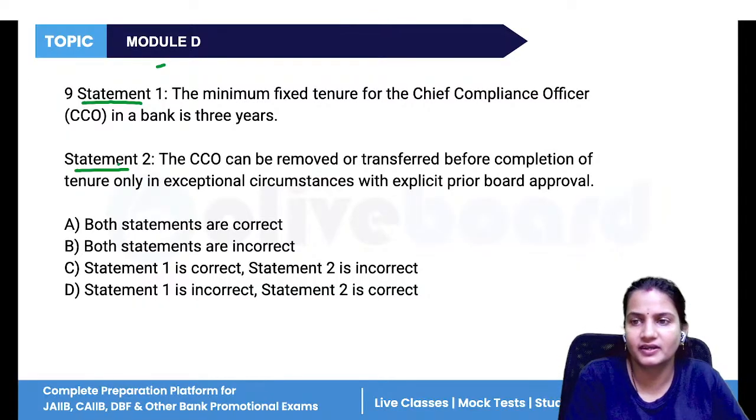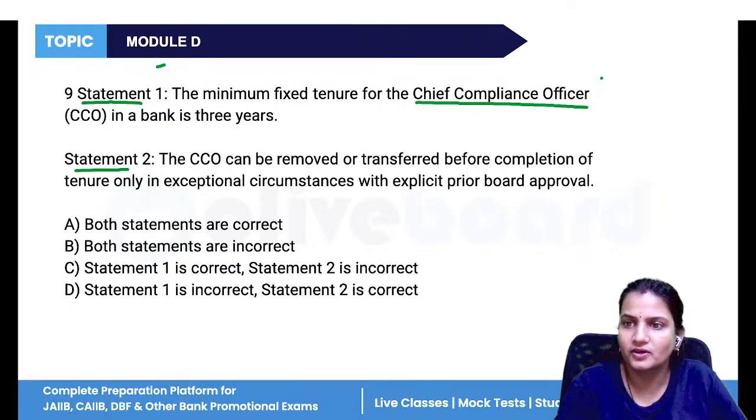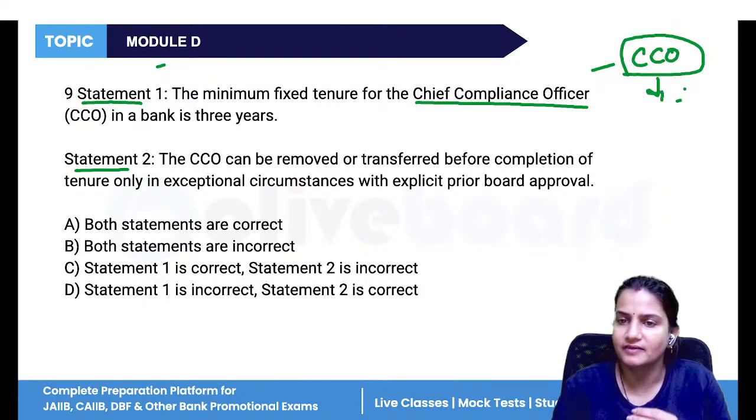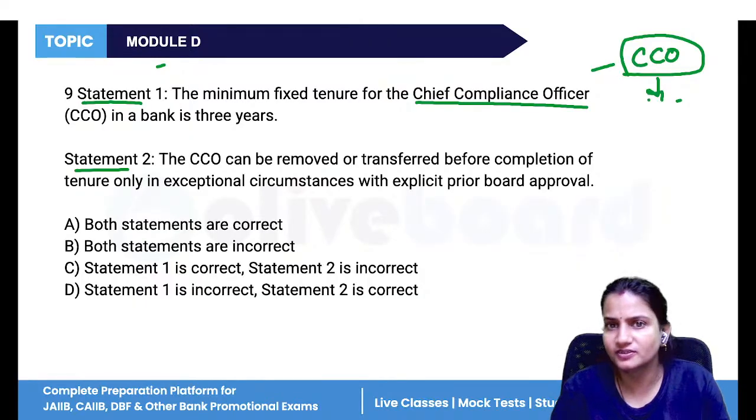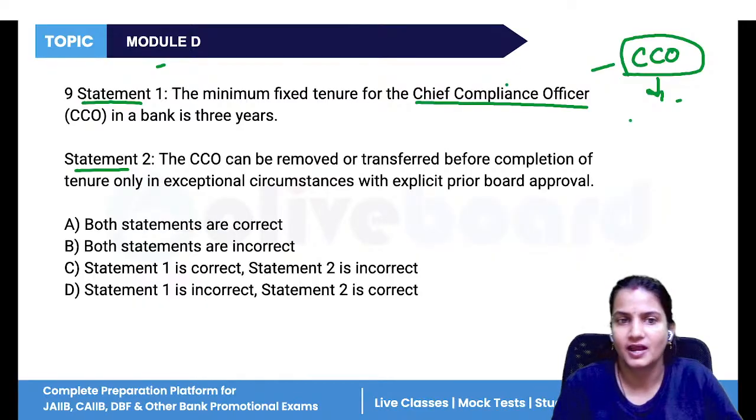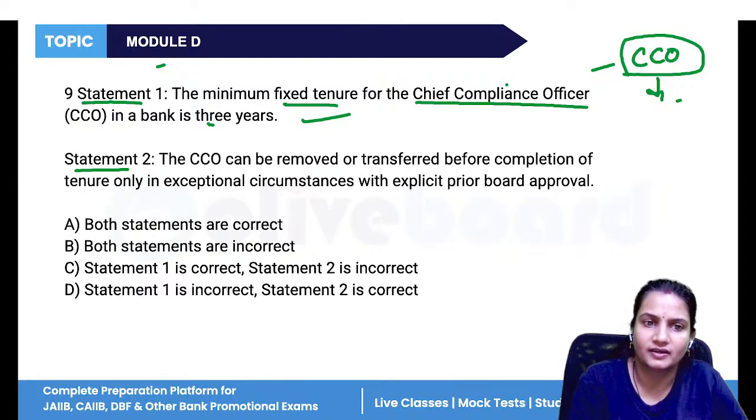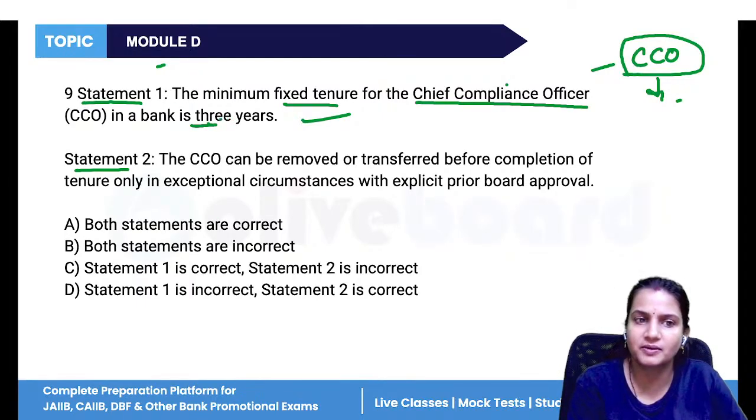Now, statement 1 and statement 2, 2 statements are there. Now, what is the statement? It is the topic of Chief Compliance Officer, that is CCO. So, every bank has to appoint a Chief Compliance Officer, so that this officer can check the compliances in the bank, can check whether the employees in the bank are following the rules or not. The banks are following the compliances or not. So, minimum fixed tenure for CCO is 3 years. Yes, correct. If you read this topic, you will understand that yes, 3 years is the minimum criteria.